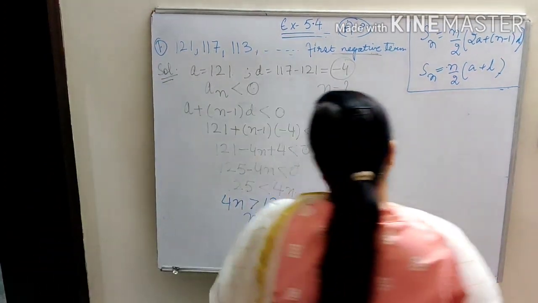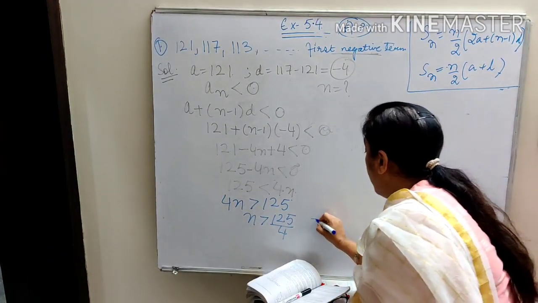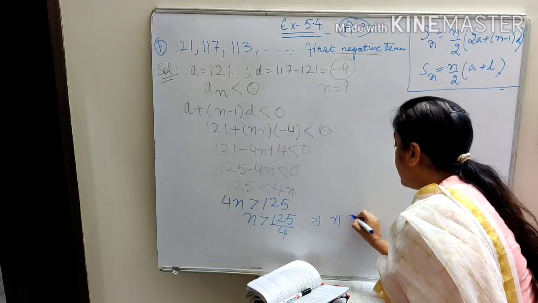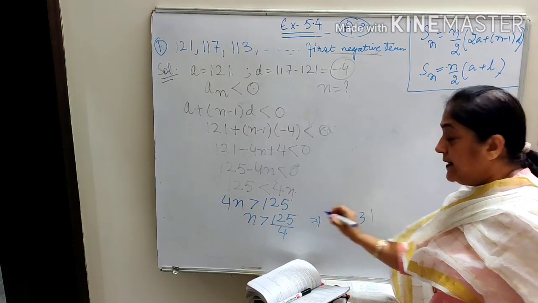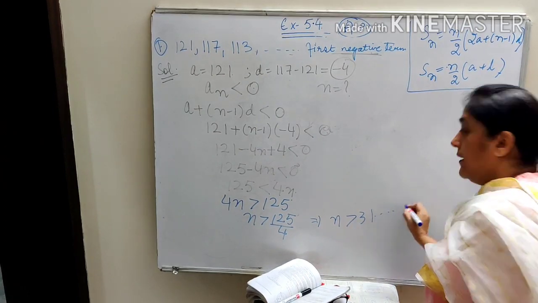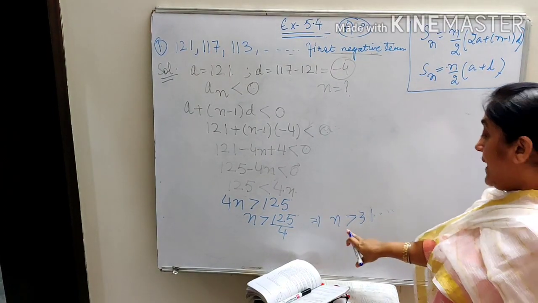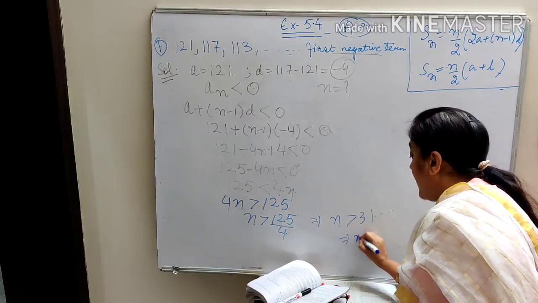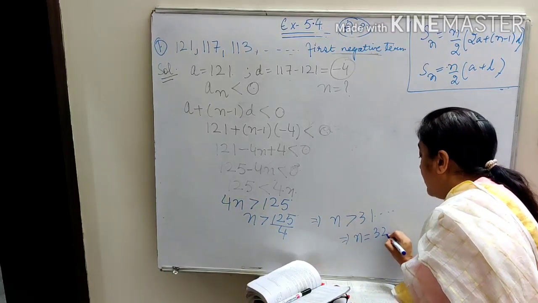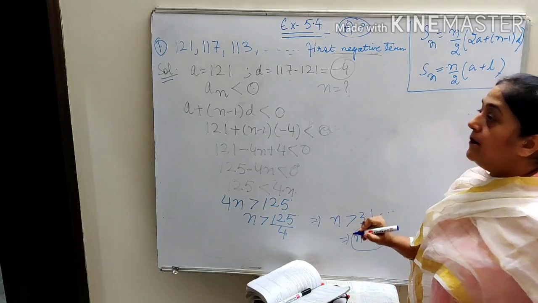Now please solve this 125 upon 4. This implies n is greater than 31, isn't it? Point something. That will be in fraction. That means n should be greater than 31. This implies my n has to be 32. Right? Please check the question.